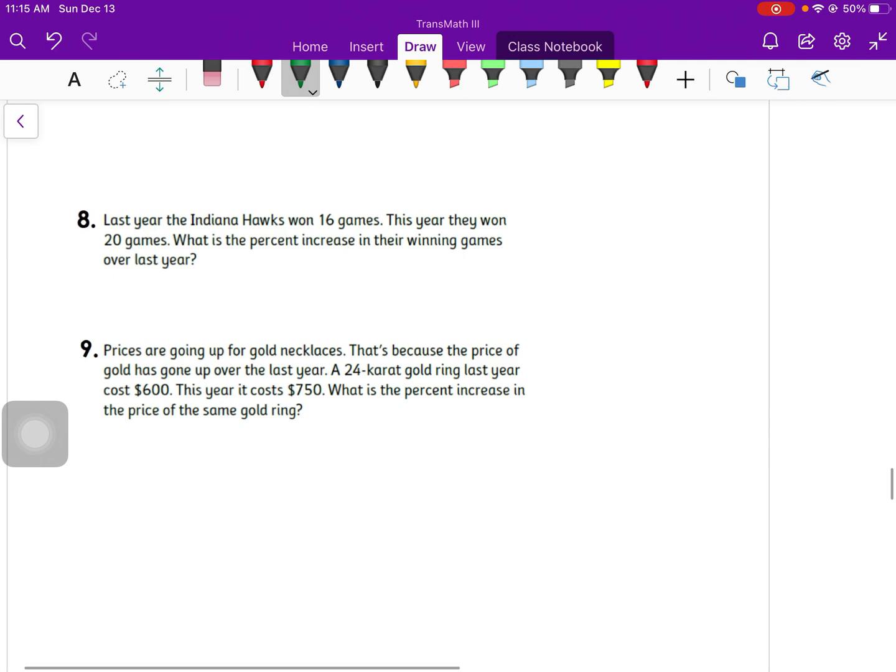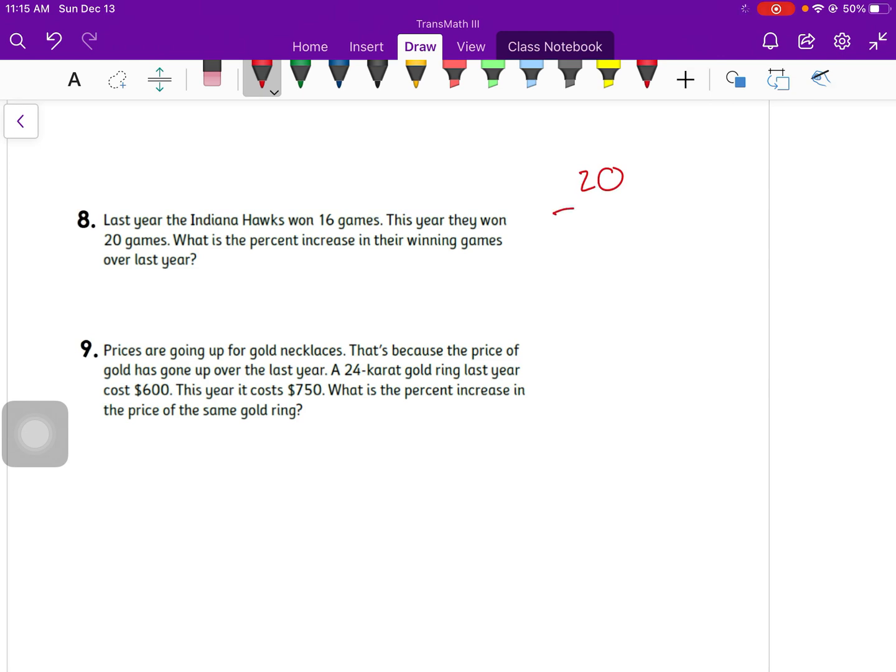Number 8, last year the Indiana Hawks won 16 games. This year they won 20. What was the percent increase in their winning games over the last year? So percent increase is the change. So again, I'm going to do a change over original.